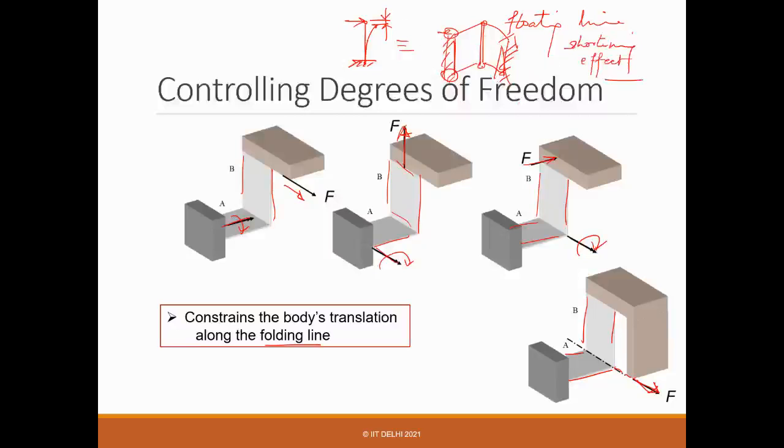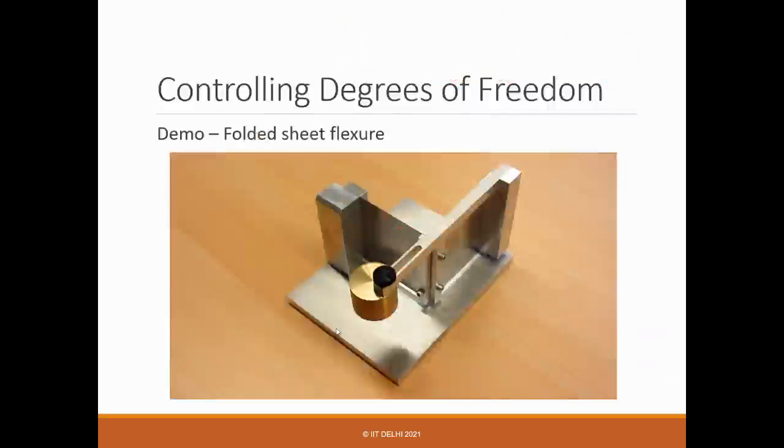I haven't heard of this term, but the way I look at it is, it's like a floating line constraint. This is a fixed line constraint, but this is a floating line. And what you have to remember is the folding line. So it's a constraint along the folding line. And I showed this video yesterday, so you can again see a very good design.